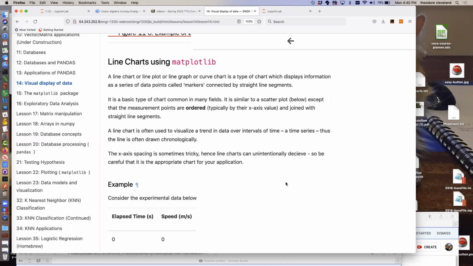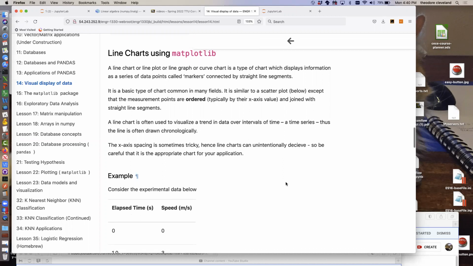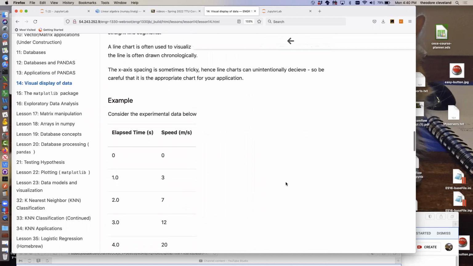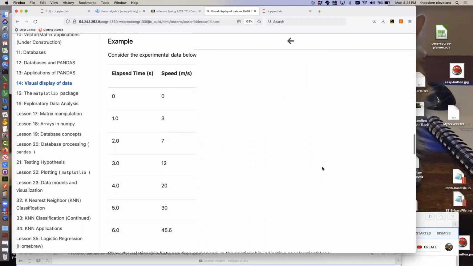A line chart's often used to visualize a trend in data over intervals in time. If that's the case, they're called time series, and thus the line is often drawn chronologically. The x-axis spacing can sometimes be tricky. Hence, line charts can unintentionally deceive. So you can deceive yourself without intending to. More importantly, in the hands of a skilled chart maker, line charts can be used to intentionally deceive. So be sure it's appropriate for your data and don't try to intentionally deceive people because you're not working for the federal government yet.